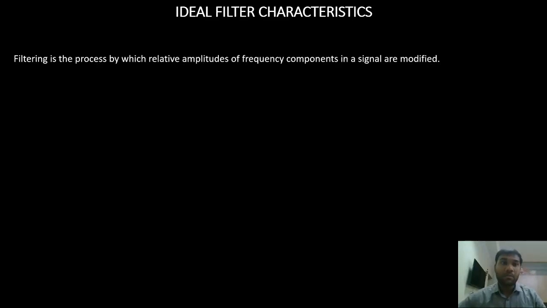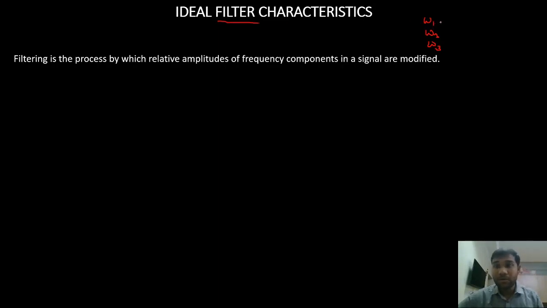So what is a filter? By definition, filtering is a process by which amplitudes of frequency components in a signal are modified, right? That means if there is a signal with different frequencies, let us say my signal consists of three different frequencies: omega 1, omega 2, omega 3. These are the three different frequencies. So what does a filter do?